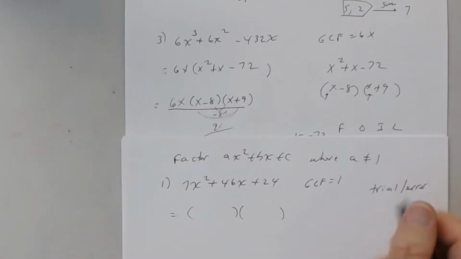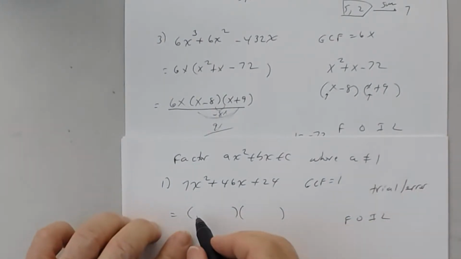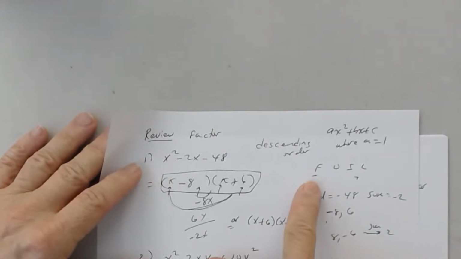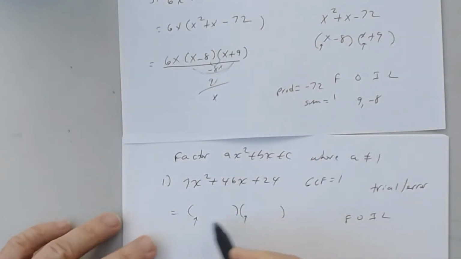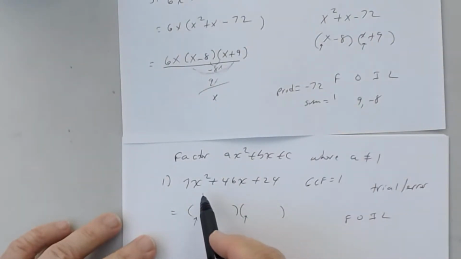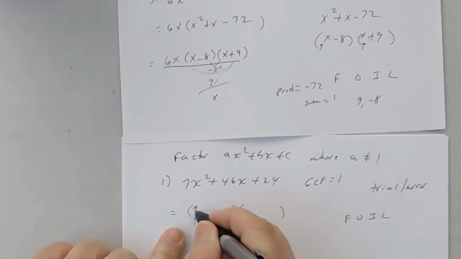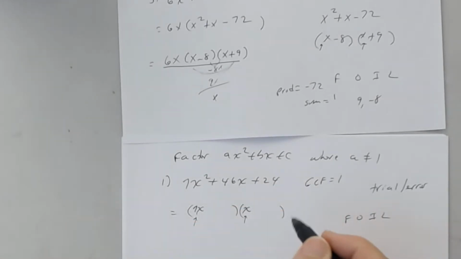All right, now we're going to use FOIL just like before, the previous problem. Remember, when we did the previous problem, the first thing we went to was the F part. So we filled out that first part right here, the first term. F times F better give me 7x squared. Well, 7 is prime, so there's only one possibility for that to happen. So that means that one has to be what? 7x, and the other one has to be x. There's only one possibility. It did not matter where you put the 7x or the x.